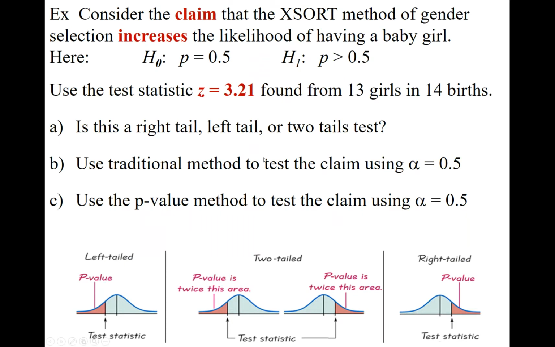Now it's time to look at this example, which is the XSORT method of gender selection. The claim is it increases the likelihood of having a baby girl. So suppose that the test statistic is now given. Actually, we could compute it. It's 3.21. So suppose it is now found, and let's use two methods. One is the so-called traditional method. The other one is the p-value method. And the alpha is 0.05.